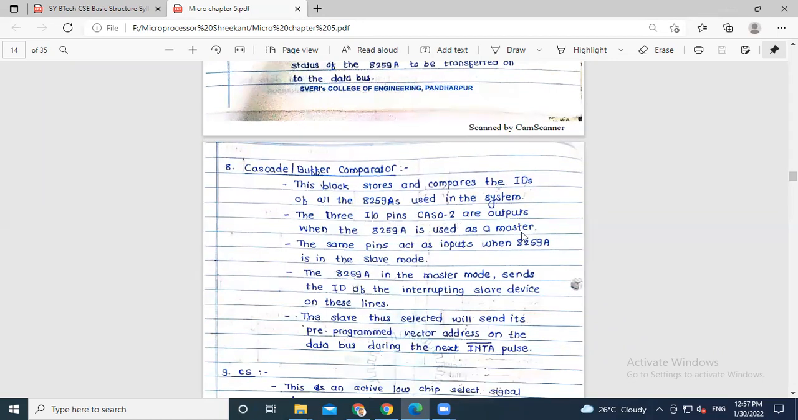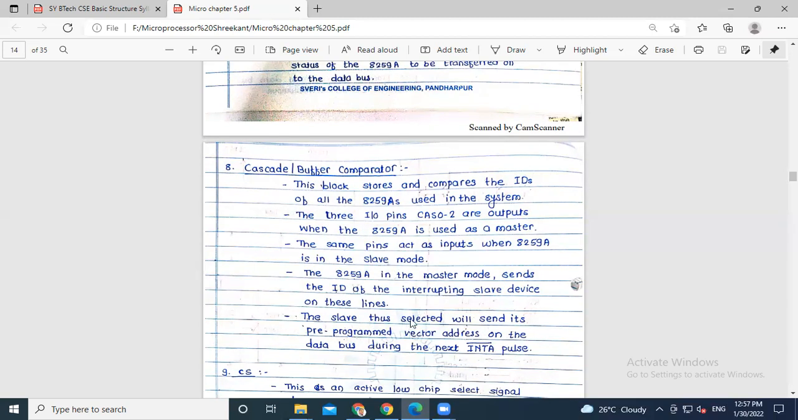CAS0 to 2 are outputs when the 8259 is used as a master, and the same pins act as inputs when the 8259 is the slave. I think you may observe, what is a master and what is a slave? Master means the host. The host can send all the signals or requests, and slave means the one which is going to serve or give the response. Okay, that is master and slave.